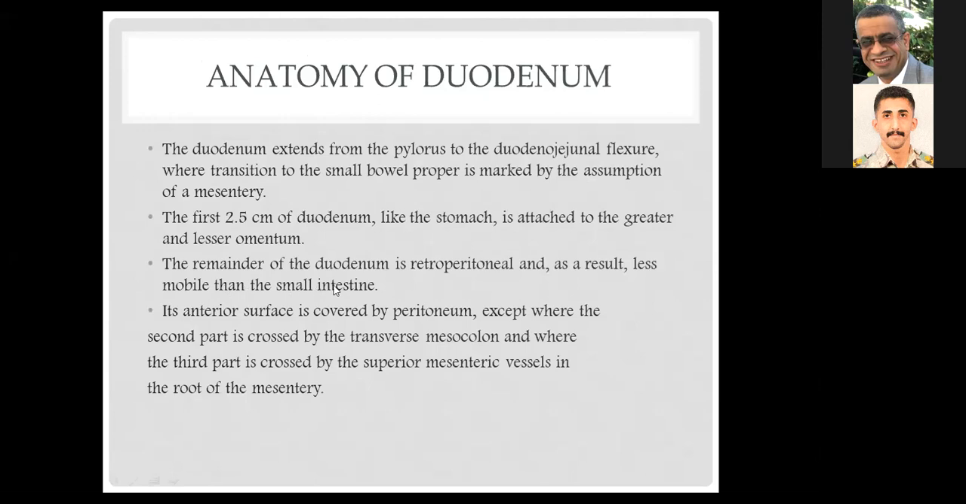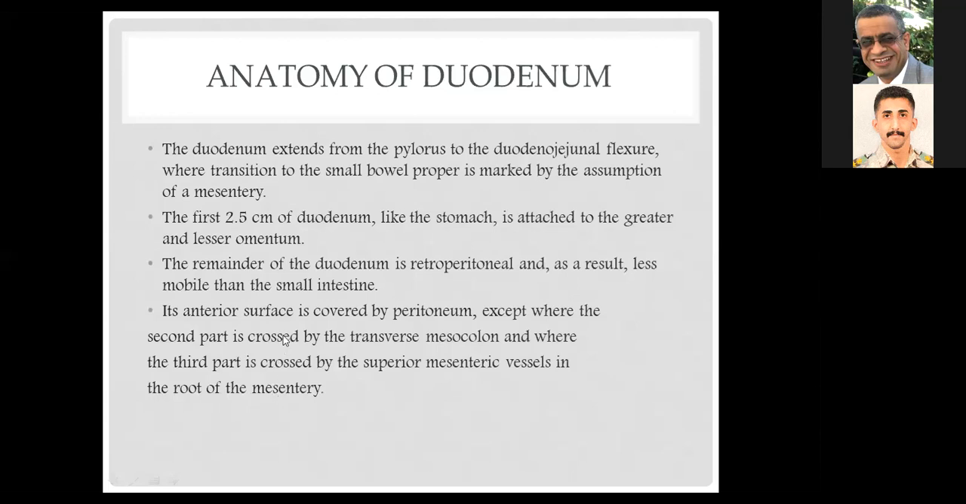The remainder of the duodenum is retroperitoneal and as a result less mobile than the small intestine, except for two parts, where the second part is crossed by the transverse mesocolon and where the third part is crossed by the superior mesenteric vessels in the root of the mesentery.